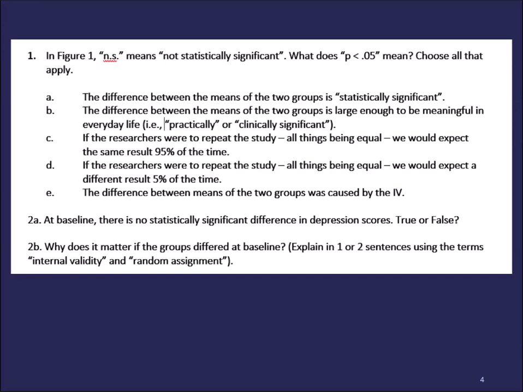Let's move on to answer choice B. The difference between the means of the two groups is large enough to be meaningful in everyday life. In other words, practically or clinically significant. This answer choice is incorrect. It is possible to have a statistically significant difference between the two means that is so tiny that it doesn't make any difference in the real world. In other words, the meaningfulness of a treatment effect is determined by its clinical significance.